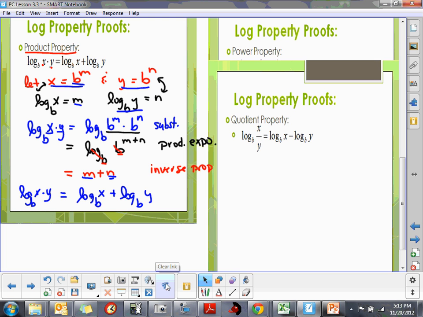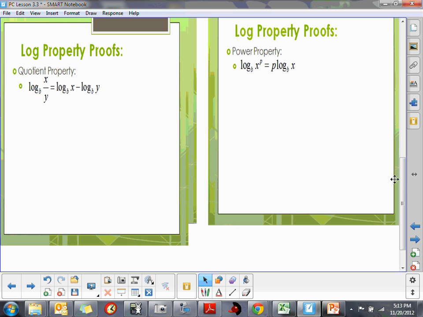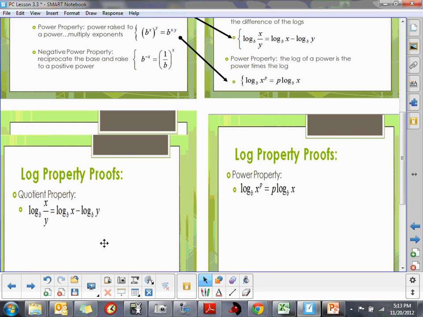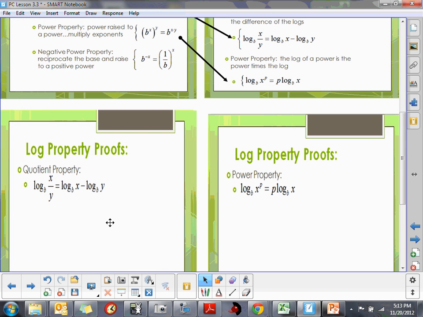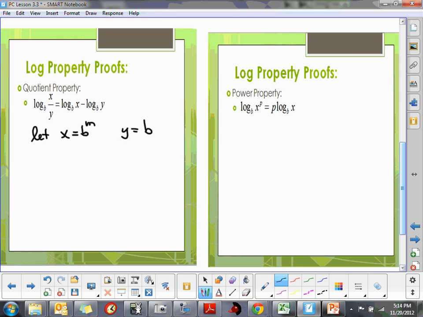Once you have that concept down, the next one is pretty similar to it. So I'm going to clear that off. I'm going to move over to the quotient property, and this is a very similar strategy. If you're going to prove it, the first thing you do, just like I started in the other proof, is let x equal b to the m, and we'll let y equal b to the n.